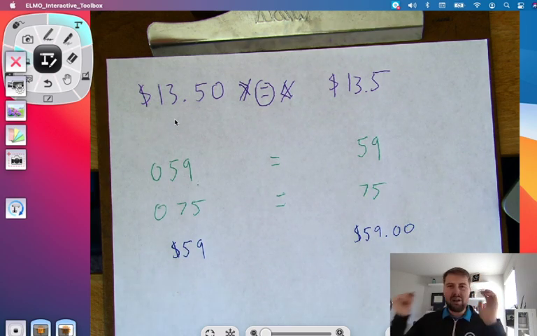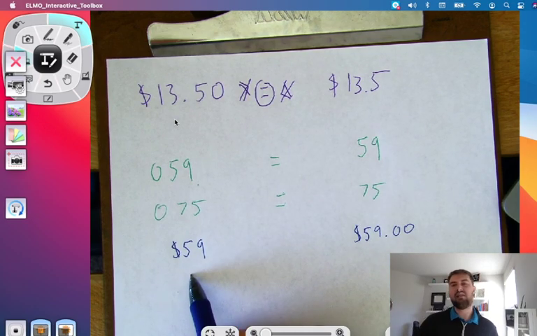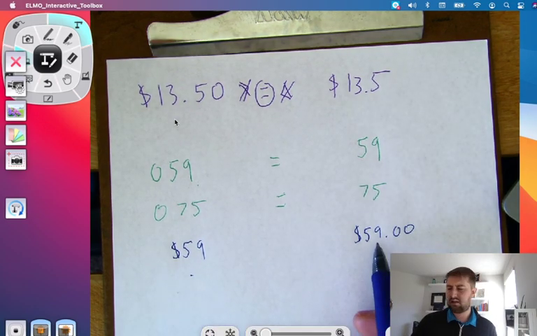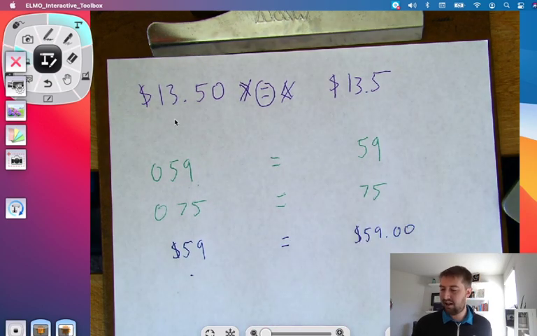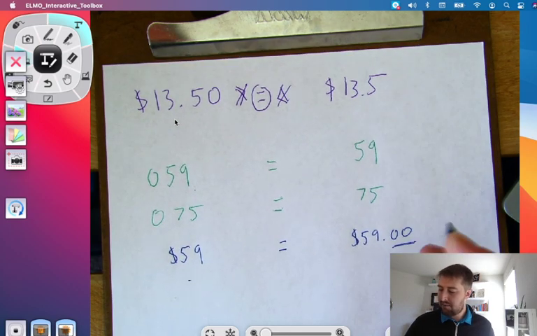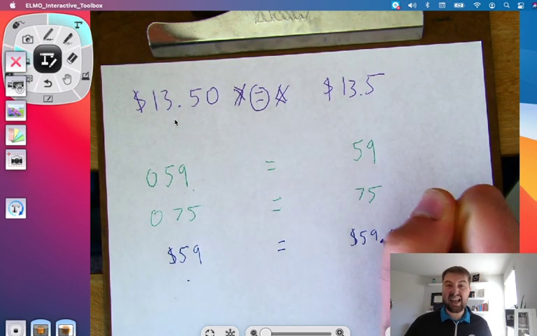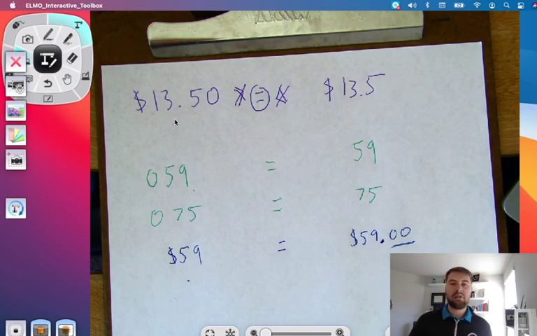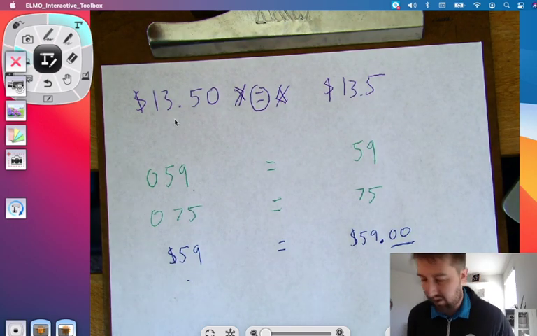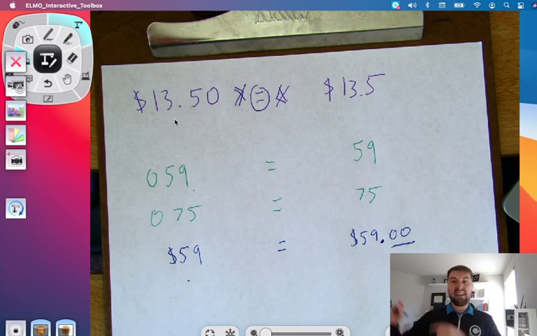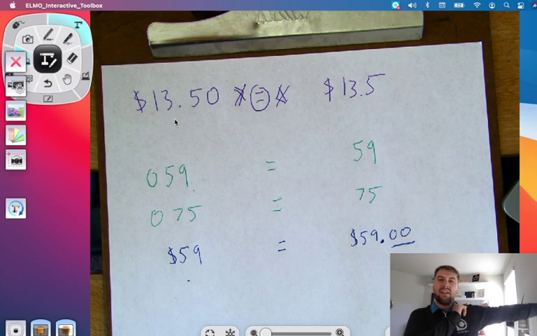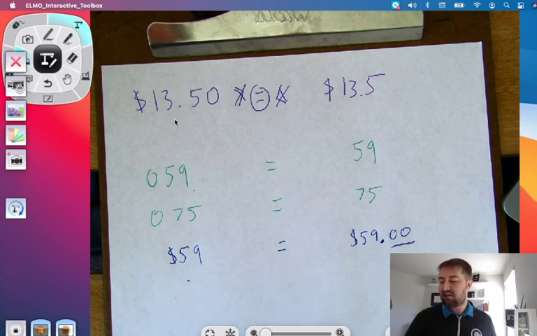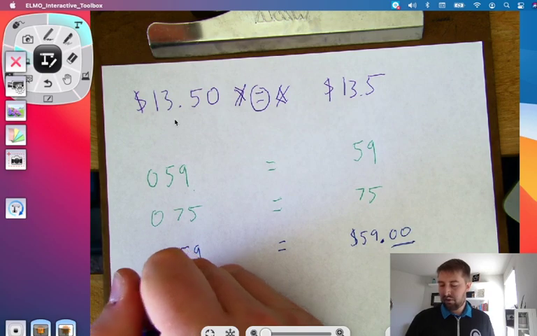But let's think about money, and what you know about money. Is $59 the same thing as $59.00? Absolutely. $59 is the exact same thing as $59.00. The only thing we did was add 2 zeros, but we added the zeros on the right side of the decimal place. So there are 2 places that we can add zeros. We can either add a 0 on the left side of a whole number, or on the very right side of a decimal place.